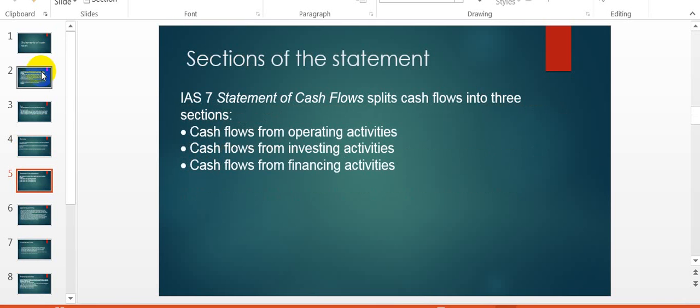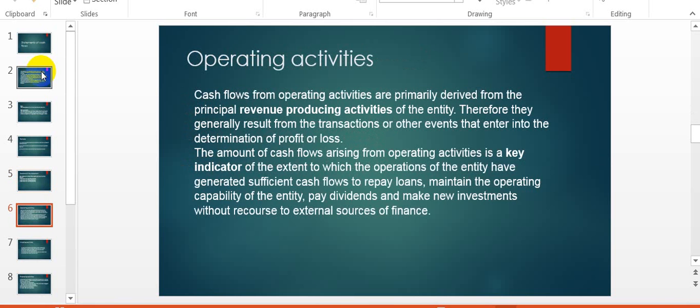So the standard IAS 7, which regulates the statement of cash flows, splits the statement of cash flows into three main sections. The first one is cash flows from operating activities, followed by cash flows from investing activities, and finally cash flows from financing activities. So let's look at these individually.